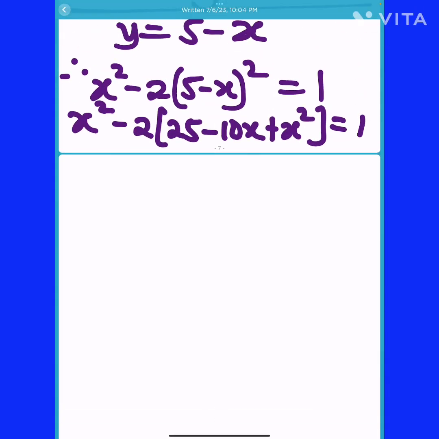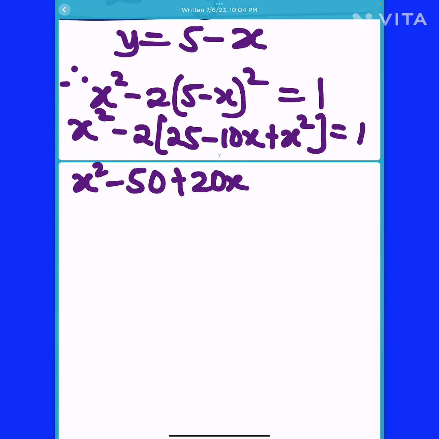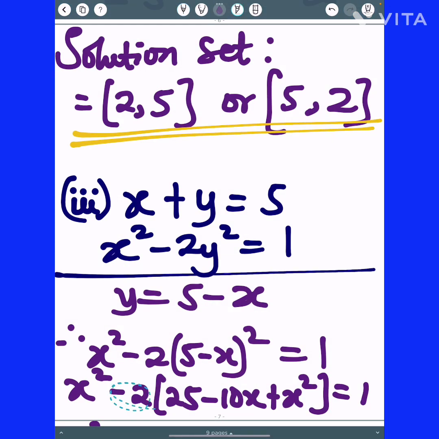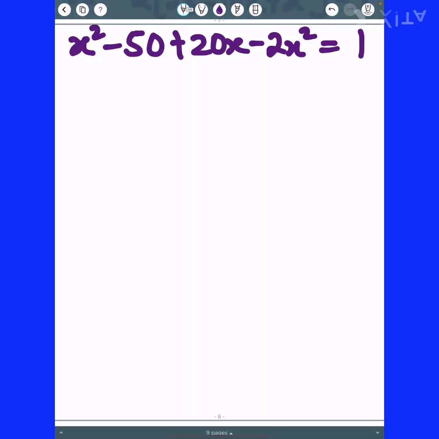So on simplification, I'll get x squared minus 50 plus 20x, because minus 2 times 25 is minus 50, and minus 2 times minus 10x will give me plus 20x. Then next is minus 2 times x squared, which gives me minus 2x squared. So I'll get x squared minus 50 plus 20x minus 2x squared is equal to 1. Let me check them. Yeah, that's right.